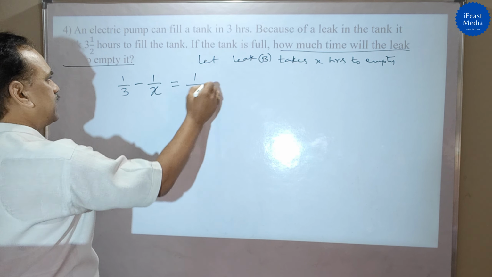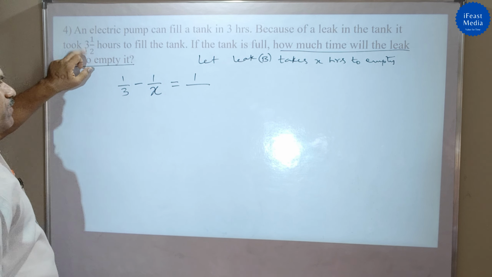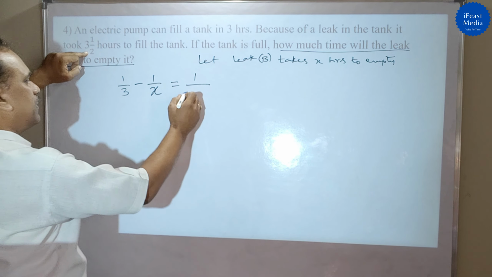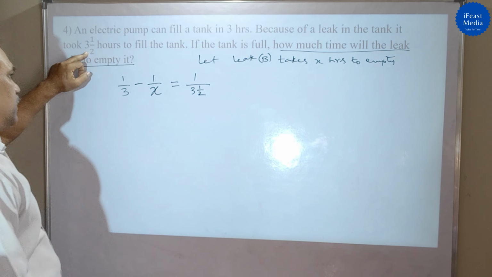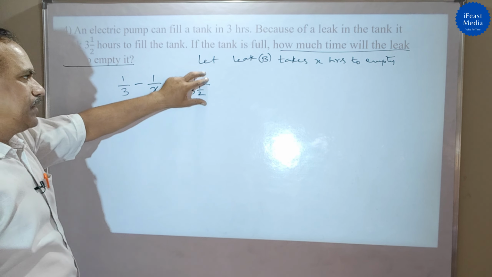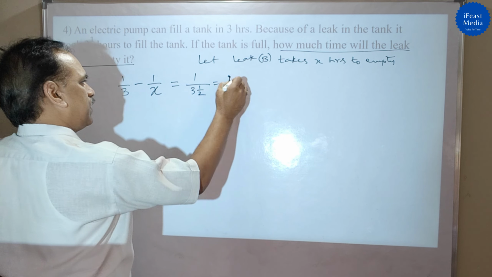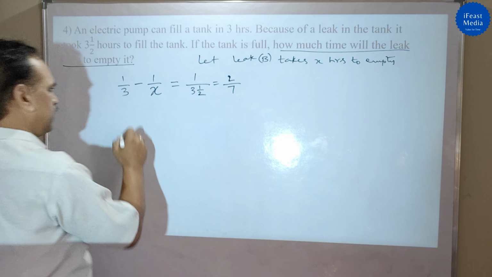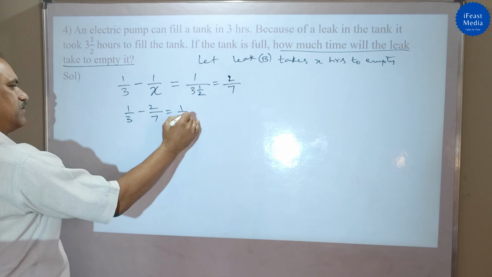And how much time is it taking for the tank to fill? 3.5 hours. So in 1 hour, 1 by 3.5 part is filled. Right? So it is 1 by 7 by 2, it is 2 by 7. So 1 by 3 minus 2 by 7 is 1 by X.